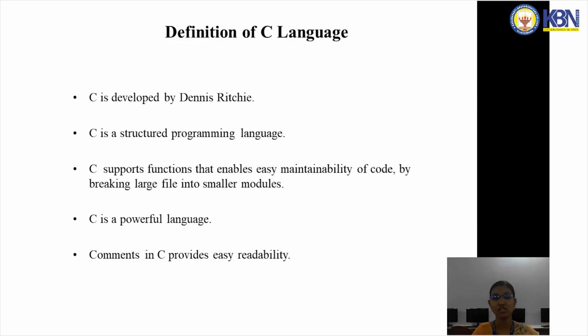Now coming to the definition of C language. C language was developed by Dennis Ritchie in 1972, and C is a structured programming language, and it is also known as a procedural programming language. C supports easy maintainability of code by dividing a large problem into smaller modules, and C is a powerful language. In C language, we can provide comment lines, and comments in C provide easy readability.